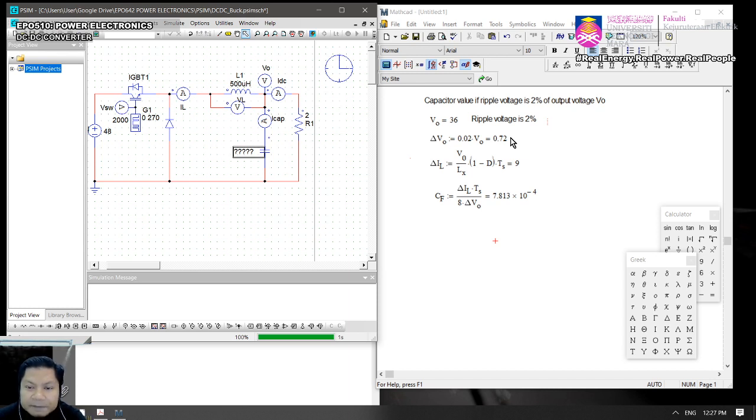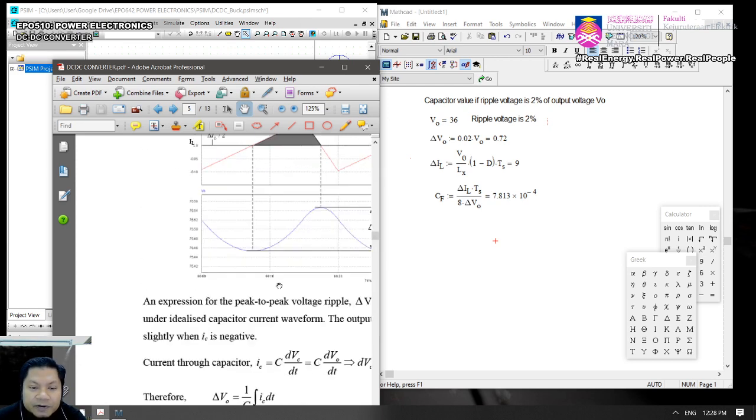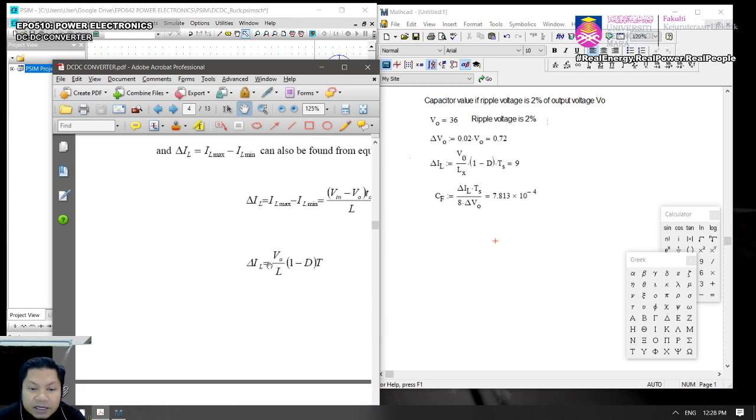Right. So first, if you look at the equation just now, before you can calculate the size of capacitor, you need to change the subject of this equation. So it becomes C equals delta IL T over delta V naught 8, isn't it? So before that, you need to find delta IL. So this is your delta IL. So I'm going to already calculate here. Delta IL equals V naught (1 minus D) over L multiplied by TS. That gives me 9 amps. So the delta IL is 9 amps.